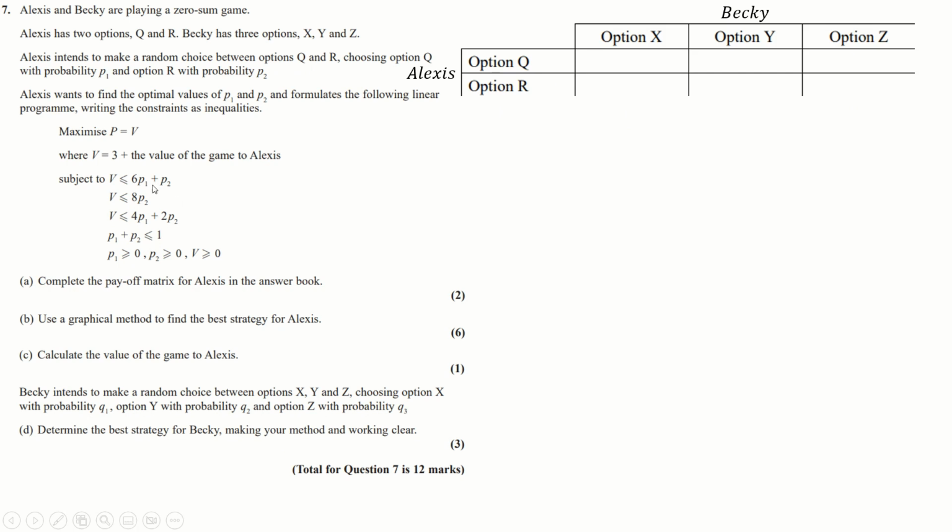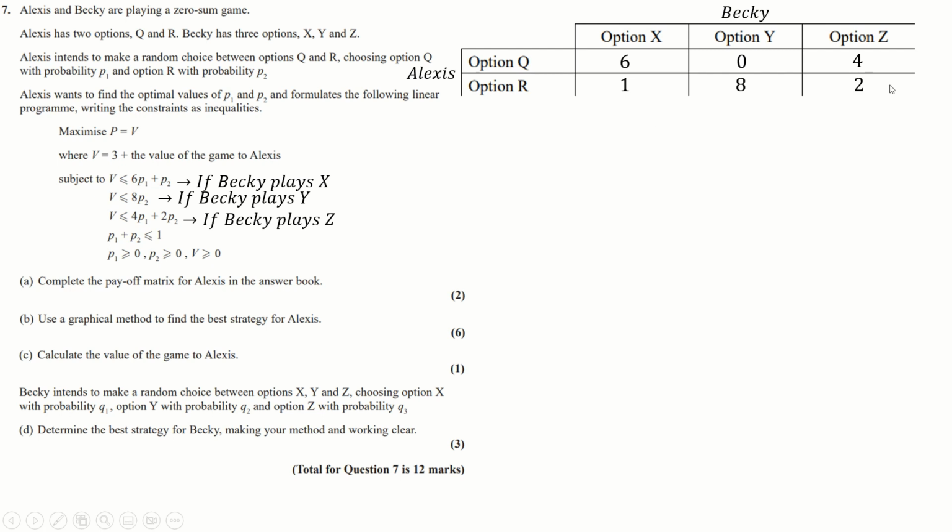Now we've got something interesting going on here. So this here is created by the idea that Becky plays X, right? Alexis's winnings are 6 times the chance of her playing Q, and then 1 times the chance of her playing R, P1 and P2 respectively. However, you don't just put in 6 and 1 here. I mean, these next ones are the same, right? So it's tempting to put 6 and 1, 8, 0, because of course there's no P1s, and 8, and then 4 and 2. But look up here, V is the value of 3 plus the value of game of Alexis.